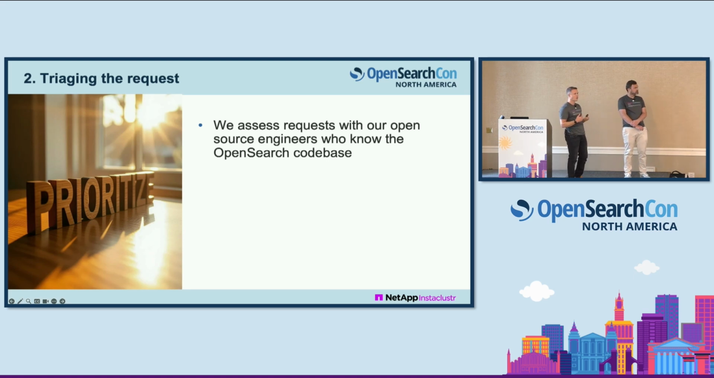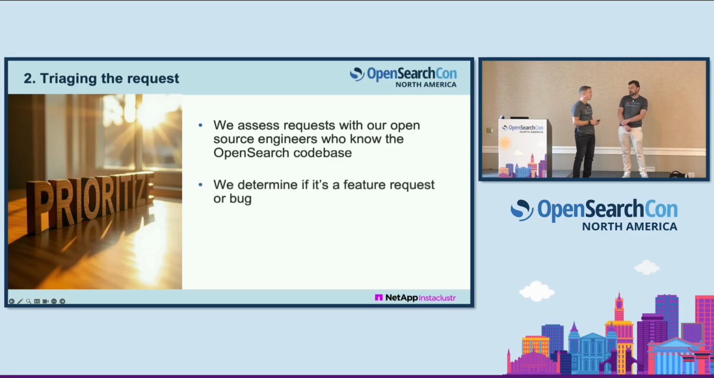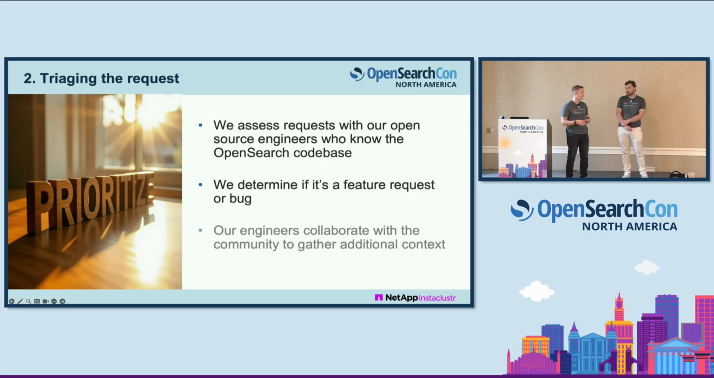So every single request that comes in, whether it's a bug or a feature request, goes to the team, and we look at this and we go, okay, is this something that we can take on right now? How does this affect the community? How does this help our customers? And then we determine whether it's a feature or a bug, because it's going to determine a little bit of how we handle that. And then our engineers collaborate more.